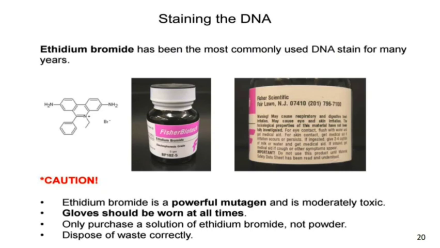The last step is the staining of the DNA. We have two types of stain: ethidium bromide and GelRed. Ethidium bromide has been the most commonly used DNA stain for many years, but has many limitations. Ethidium bromide is a powerful mutagen and moderately toxic. Gloves should be worn at all times. Only purchase a solution of ethidium bromide, not powder. Dispose of waste correctly because it is a hazard.